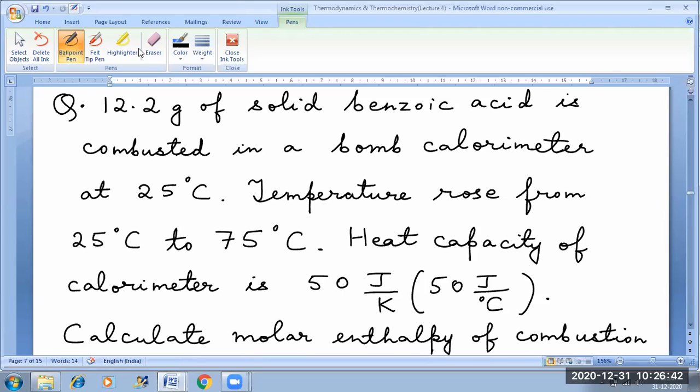So C cal is given. And as I said, joule per Kelvin is same as joule per degree Celsius. Why? Because change in Kelvin is same as change in degree Celsius. Delta T, that is change in temperature, is same whether you take Kelvin or you take degree Celsius. So I can say joule per Kelvin is same as joule per degree Celsius.